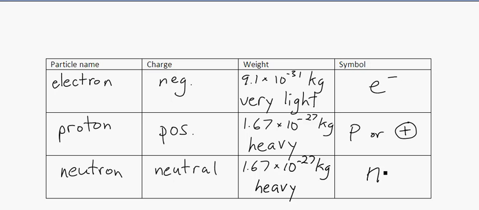Because the proton and the neutron are so much heavier than the electron, when we're talking about the mass of an atom, we're just talking about the protons and neutrons. For all intents and purposes, the mass of an electron is negligible.